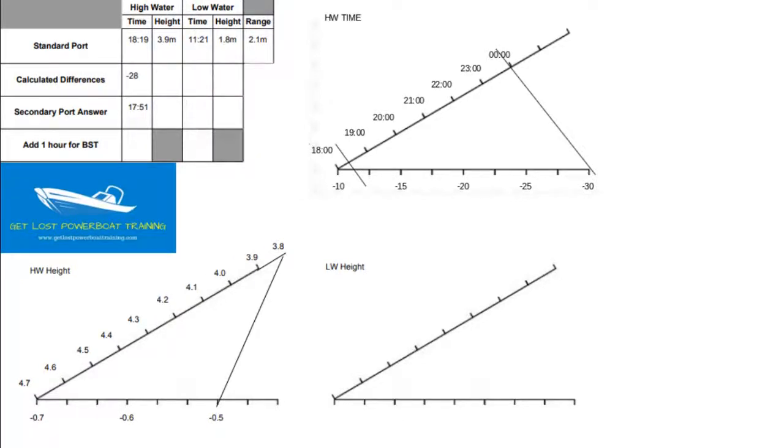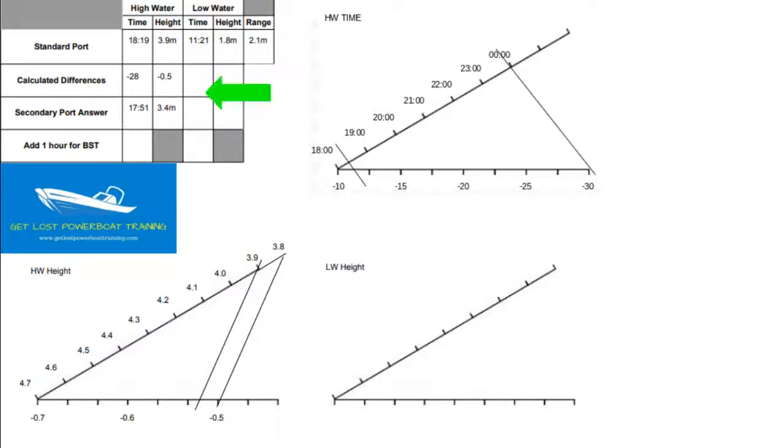Then I'm going to follow the same steps. As with any triangle, we connect the ends, so I'm drawing a line from 3.8 to minus 0.5 to complete my triangle shape. Then I take a parallel line down to 3.9 metres because that's what's happening at the standard port, and I can see that that line is as close as possible to minus 0.5. Then I enter minus 0.5 in my table at the top left. 3.9 minus 0.5 gives me a high water height at the secondary port of 3.4 metres.